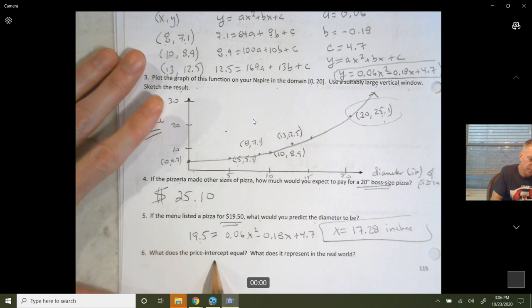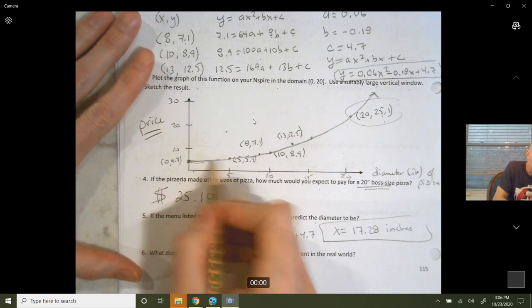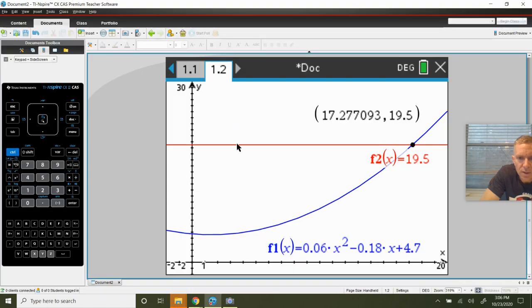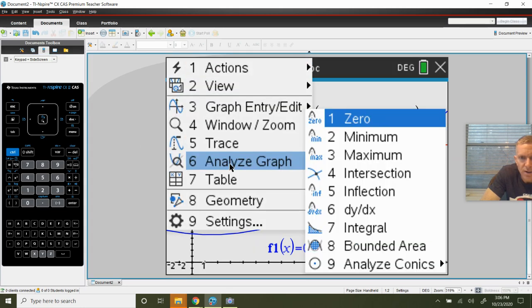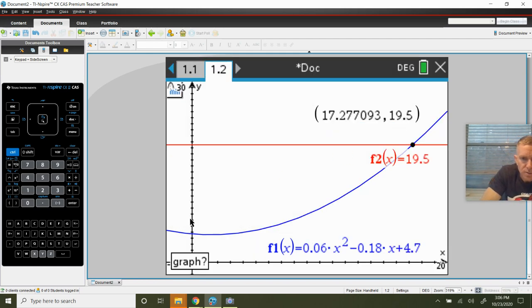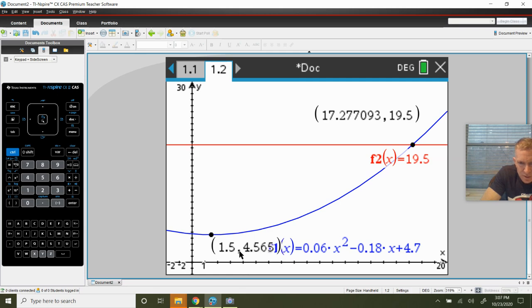What does the price intercept equal? Okay, mine are a little goofy. It looks like the vertex is a little bit below here. That's interesting. If you look at this, it looks like the vertex is over here somewhere. I'm curious. It doesn't ask, but let's find the vertex. Analyze graph, and it's a minimum because we're finding the lowest point. Because the parabola opens up, that lowest point, that vertex, is a minimum. So we want minimum on this graph, lower bound to the left, go to the right. So there's our minimum, which is interesting.